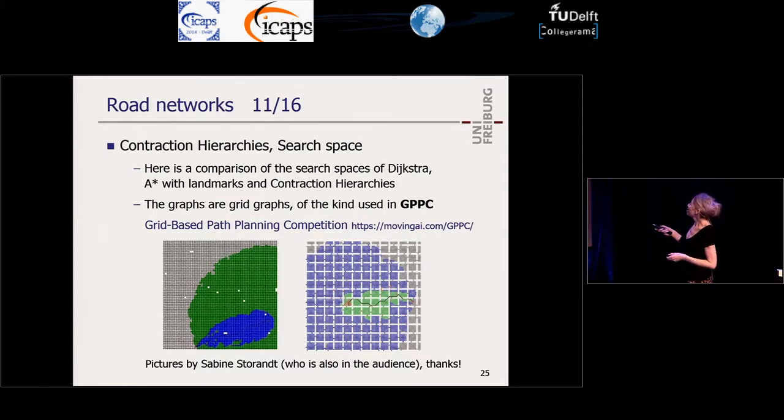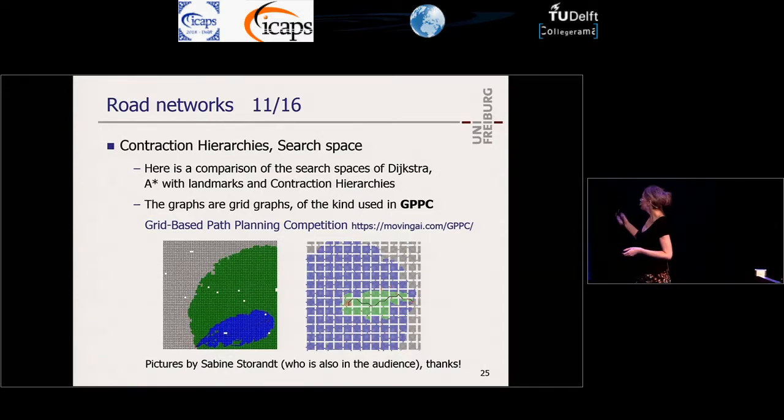These are grid graphs of the kind used in the grid-based path planning competition, which I guess many of you know and are interested in. You can find these instances on the Moving AI webpage, and there's also more. This competition started in 2012. It didn't take place in some years. I think this year it's taking place again.